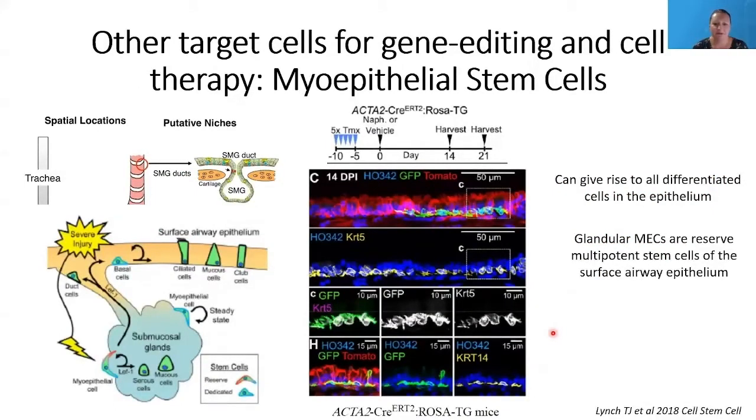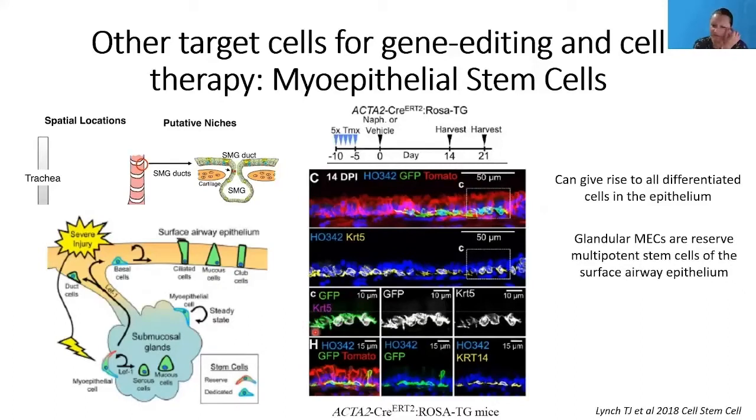We also know that myoepithelial stem cells are able to fully differentiate and give rise to all of the cells in the epithelium. This was beautiful work done by John Engelhardt's group, where he showed that the myoepithelial cells could come out of the submucosal glands and replenish the surface airway epithelium only upon severe injury. And he demonstrated this using a naphthalene injury model of the airways, where you can see GFP expressing myoepithelial cells that are residing in the epithelium and co-expressing keratin 5.